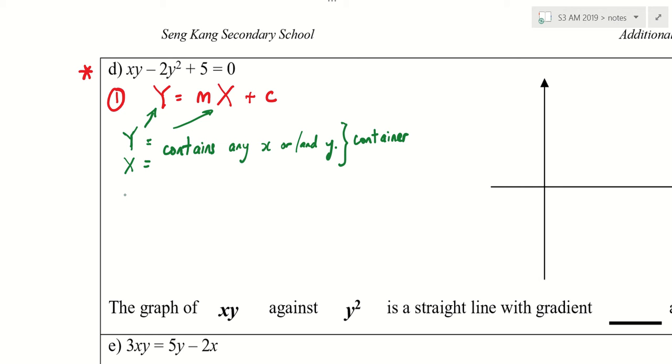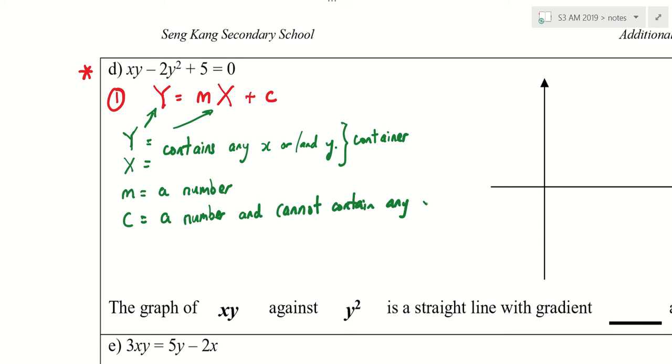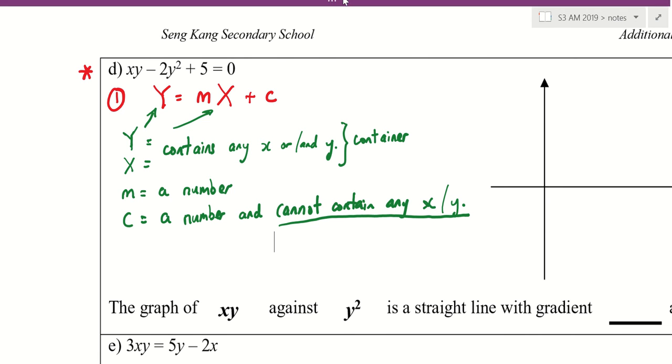But then there's one more condition: M must be a number. And lastly, C must be a number and cannot contain any X or Y. This is the most important sentence. Cannot contain any X or Y.